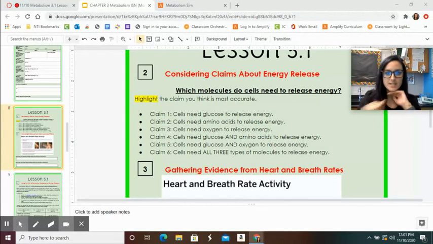We have 6 claims here. And remember, which molecules we need to release energy. Claim 1 says cells need glucose. Claim 2 says cells need amino acids. Claim 3 is saying we need oxygen. Claim 4 is glucose and amino acid. Claim 5 is glucose and oxygen. And then claim 6 is all 3 of them: glucose, oxygen, and amino acids. You're going to highlight which one you agree with.